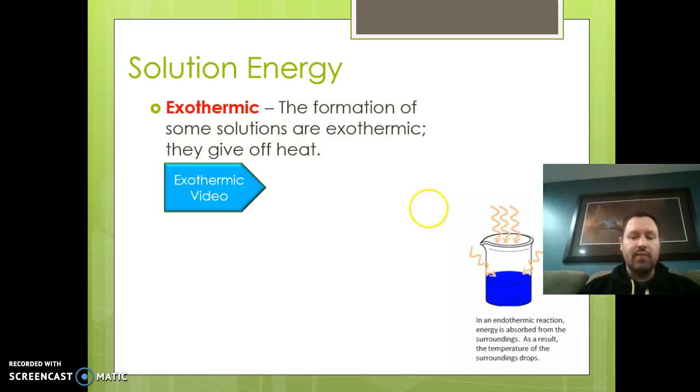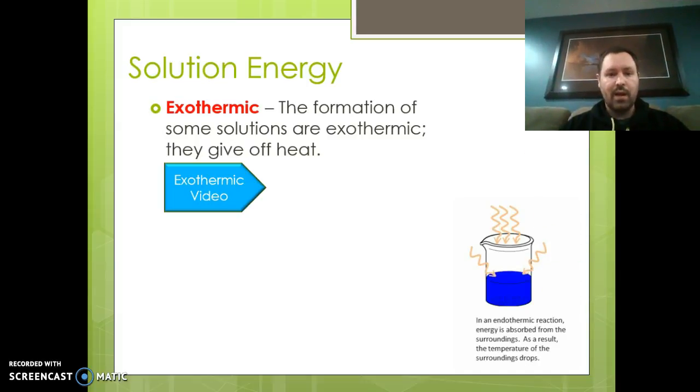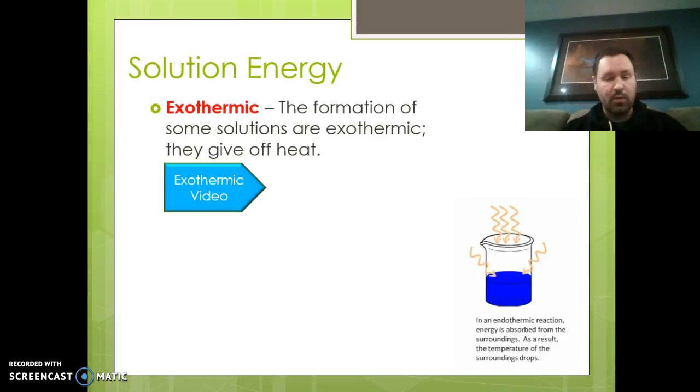Maybe you noticed in that video that the supersaturated solution actually got hot. It's the same thing that happens in chemical reactions, which making solutions often is. You can have a chemical reaction or making a solution that is exothermic. The formation of some solutions are exothermic, which means they give off heat. They get hotter.